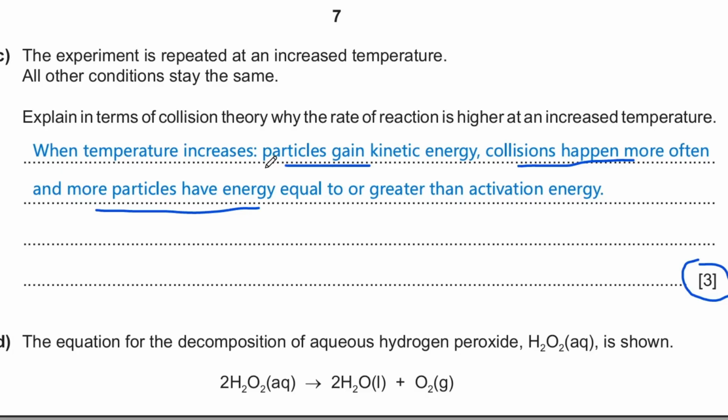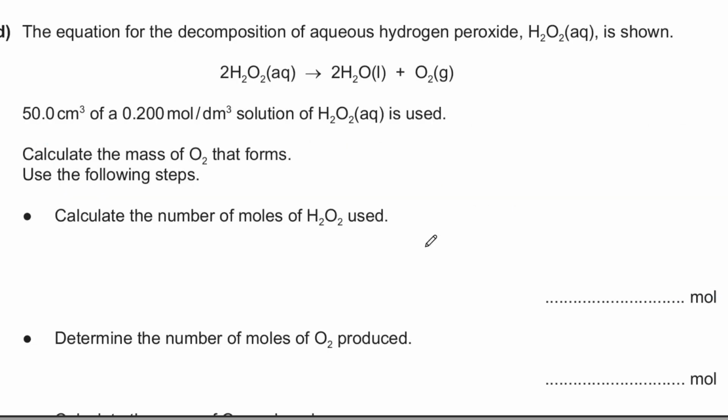When temperature increases, particles gain kinetic energy and stop there. You will not get a full mark. So we have to state 3 points. Particles gain kinetic energy. When they gain kinetic energy, what happens? Collision will happen more often. And when there are more particles, more energy, more collision, the energy produced will be equal to or greater than the activation energy, which is the minimum amount of energy required for a reaction to start. So 3 points, 3 marks. Take note of that. Next, calculation.